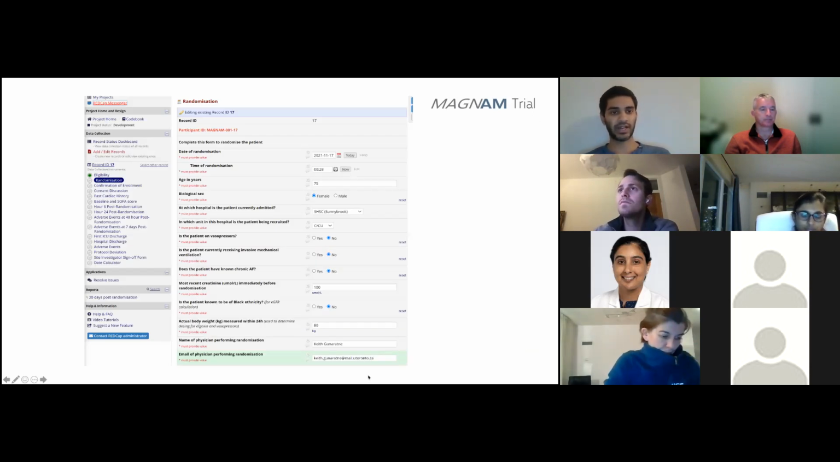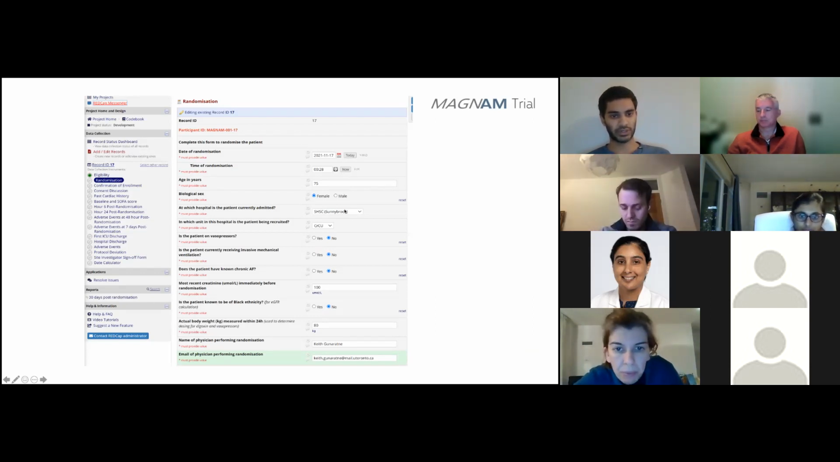The next screen is the randomization screen, where you would enter the date and time of randomization, the age of the patient, biological sex, where they're admitted. A few short questions. Are they on vasopressors right now? Are they receiving ventilation? And do you know whether they have chronic atrial fibrillation or not? And this is meant to be, with the information that's currently available at the time, is it known whether this patient has chronic atrial fibrillation? Not go back into Connecting Ontario and do an in-depth chart review.